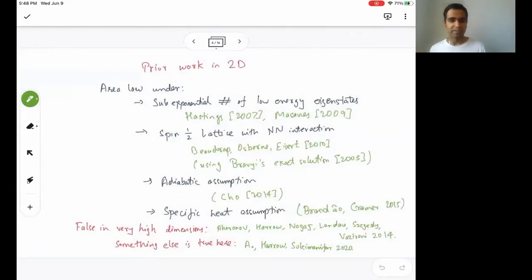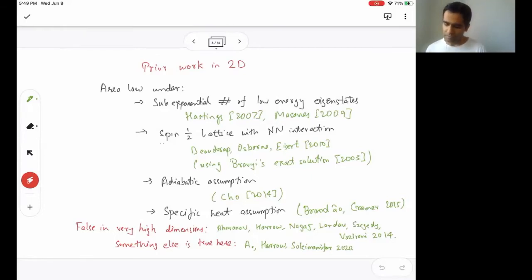But in 2D, things are much more interesting and a lot less understood. It is known in several prior works that the area law holds under several assumptions, which are not really related to the spectral gap, but there are several nice assumptions that we would make and then prove area laws based on that. So, for example, it's known that if the Hamiltonian is such that the number of low energy eigenstates is not so many, then one can prove an area law using that assumption, essentially by trying to approximate the ground state by a Gibbs state.